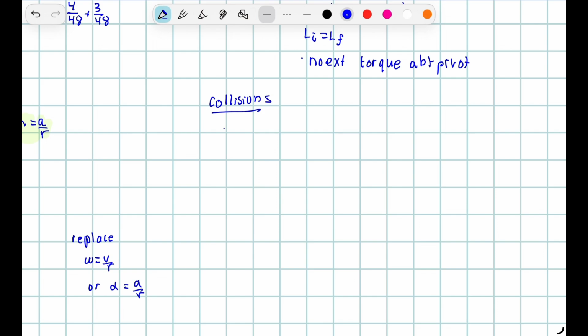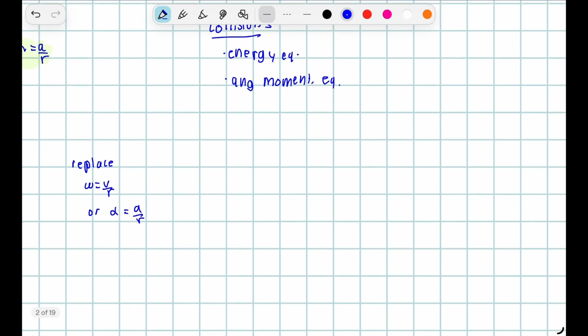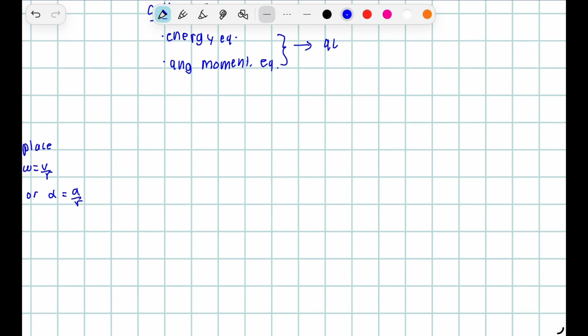Now for collisions, what you have is an energy equation. You have an angular momentum equation that you have to solve, and then you do this simultaneously to get a quadratic.